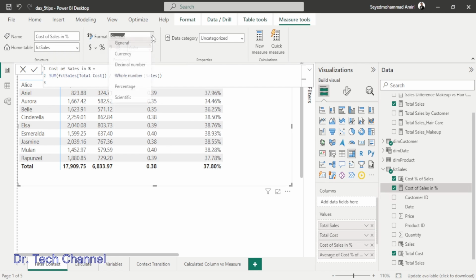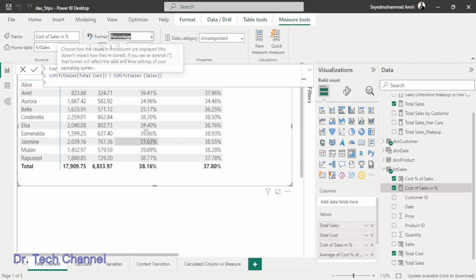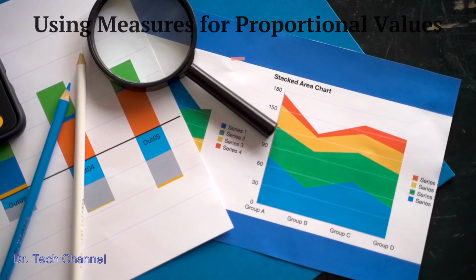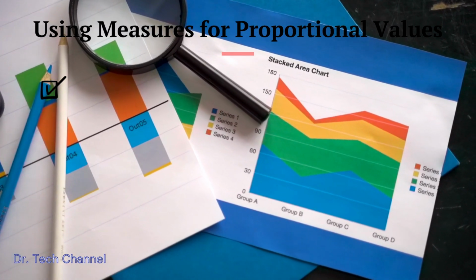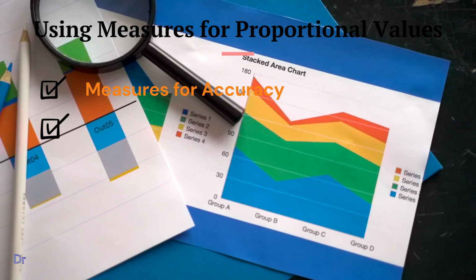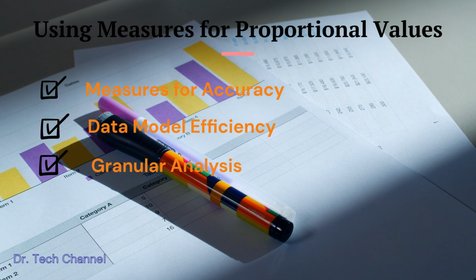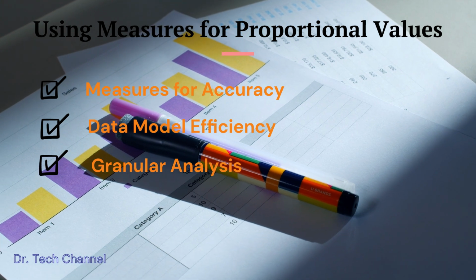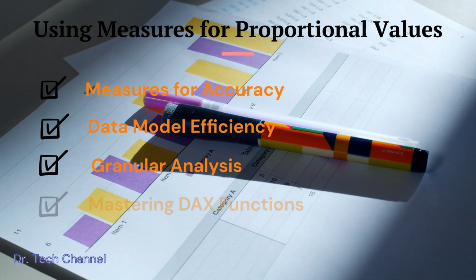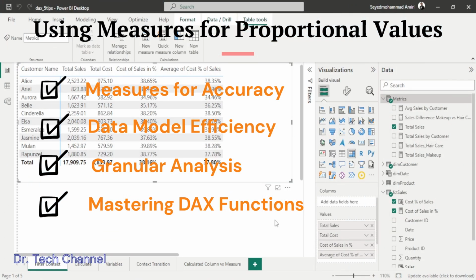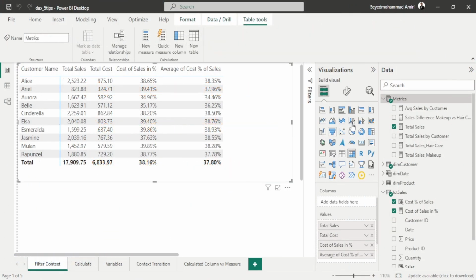Such nuanced calculations that account for proportional values are a forte of measures, and this is a scenario where calculated columns fall short. In essence, using measures for proportional values ensures accuracy, reducing unnecessary data clutter in models. While both measures and calculated columns have their uses, measures shine in nuanced calculations, essential for mastering DAX functions and streamlining data analysis. Now, let's put these concepts into action.